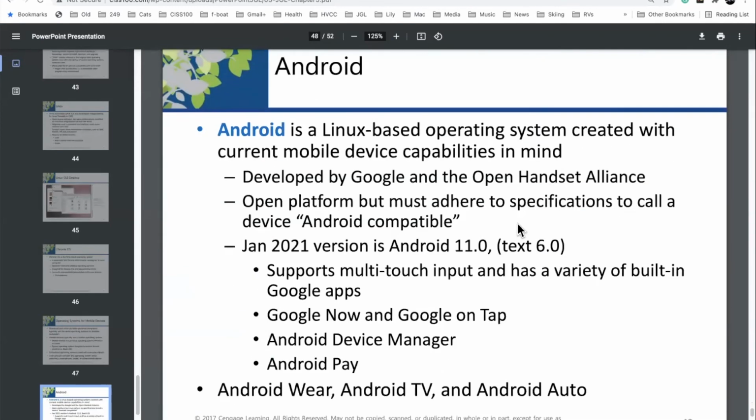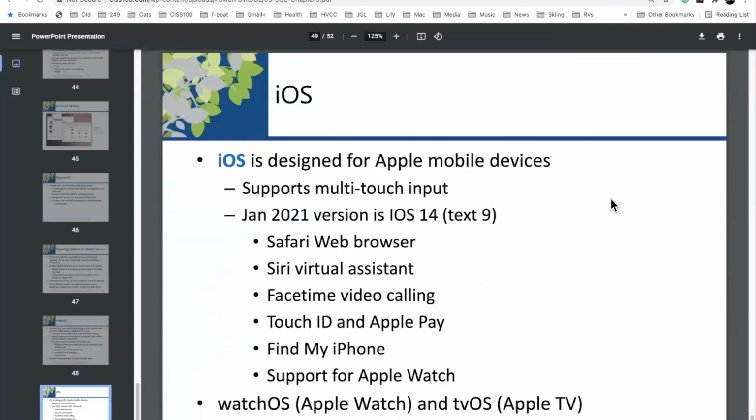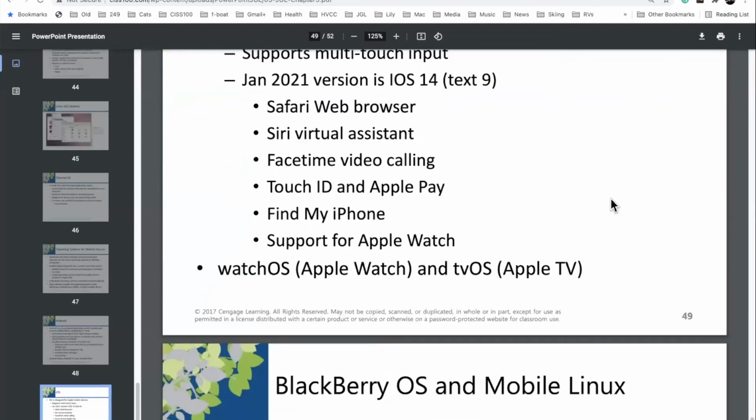So Android is Linux-based. I'll let you know, of course, I have Apple. It just integrates well. There are aspects of Android I much prefer. Me being a Linux guy, I prefer Android. So I'll just say that. iOS, I'm not going to say anything about here.